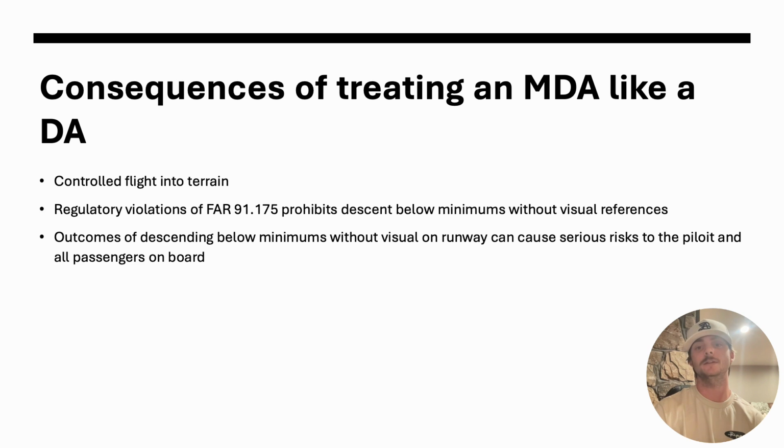There could be very serious, life-threatening, and legal consequences if you descend below the MDA or the DA. Consequences could be descending into terrain, and you could crash and lose your life or get very seriously injured. There will also be legal violations under FAR 91.175, which prohibits you from descending below the minimum altitudes that are set in that approach without the runway environment in sight. The outcomes of doing this could put the pilot and all the passengers on board at risk, so you should never do this.